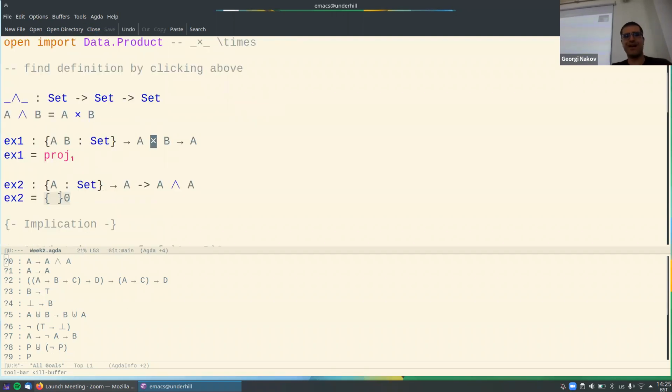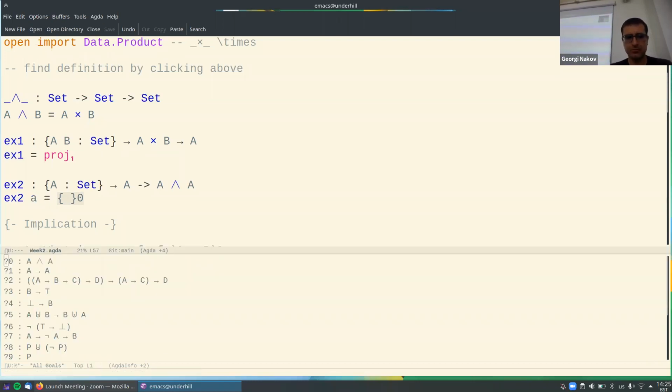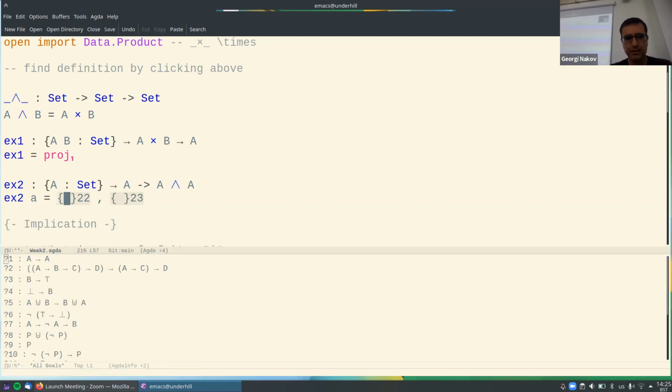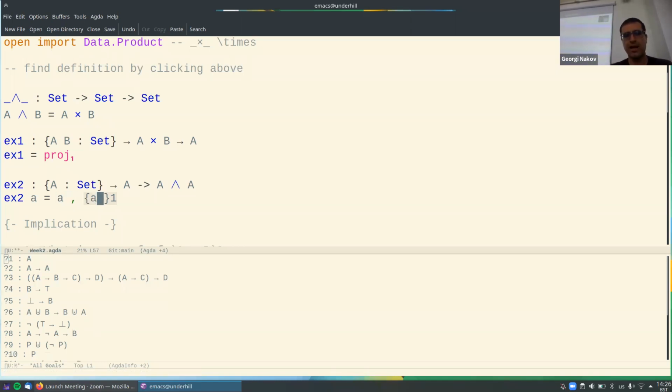So now, how do we produce a proof of that conjunction A and A, where we are given a proof of A? And now we have to produce our tuple here. And if we're feeling especially lazy, we can refine that. So Agda knows that this type has one constructor and just introduces the constructor for us. And then we can indeed say A and A.